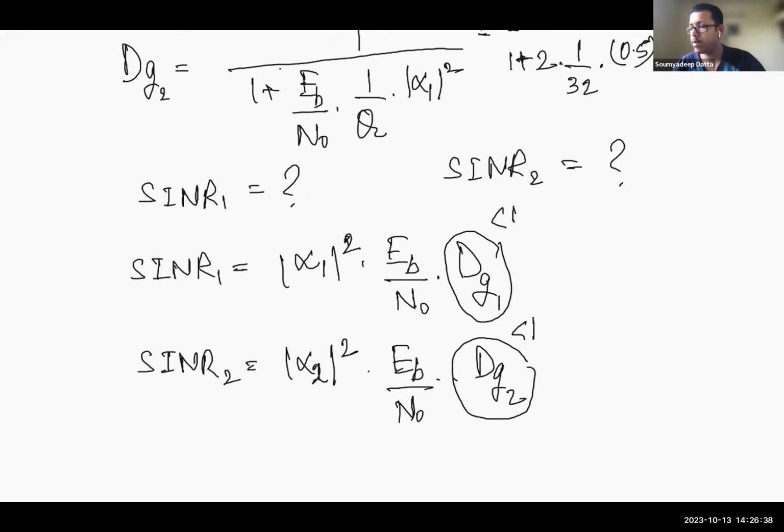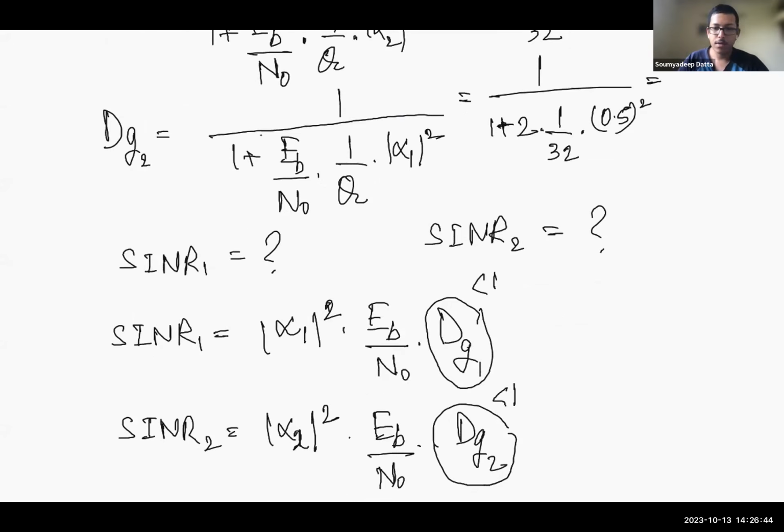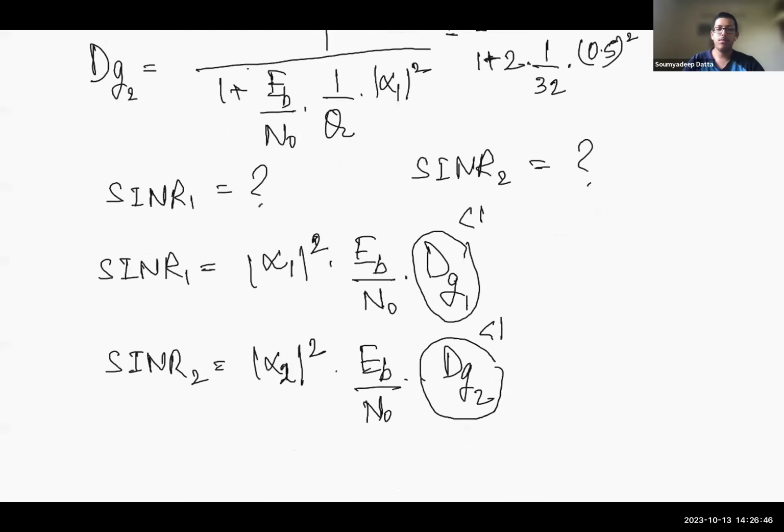And we also know the other values, right? Alpha 1, alpha 2 is known, EB by N naught is known. So if you just put and compute, and then you can calculate this. I can calculate and show, but I think it's pretty simple. Just have to put in calculator and solve. But this is the method, right?